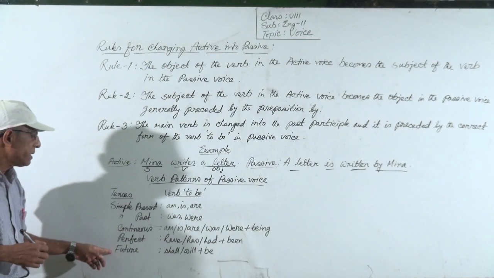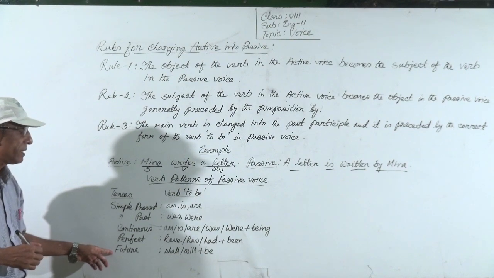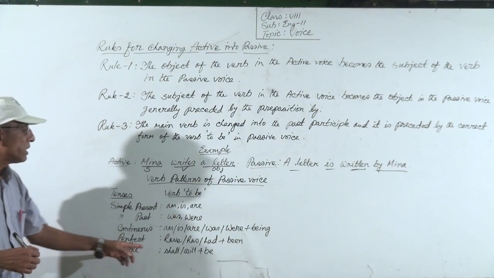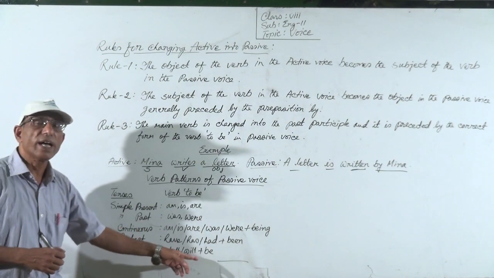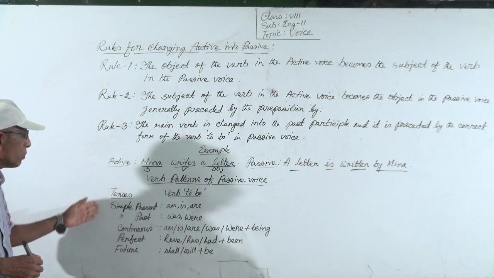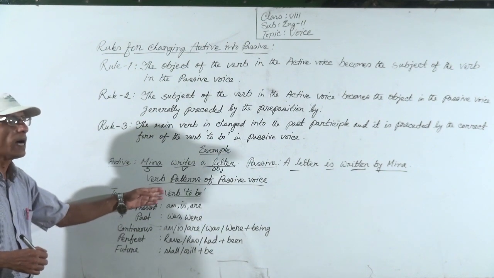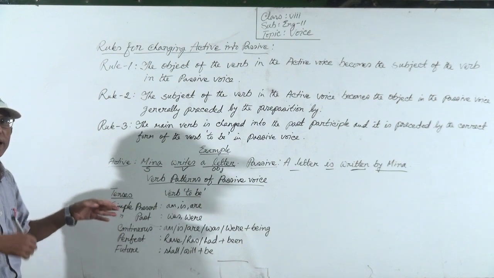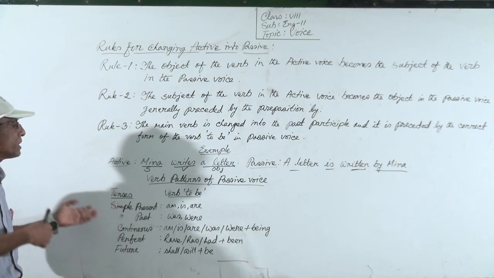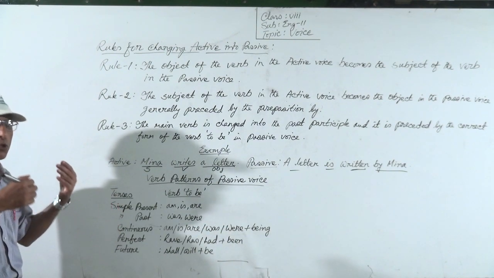But if we see the active voice is future, then we have to use shall or will plus be. Okay, in this way we have to use the to be verb according to tense. If we see simple present, then we have to use am, is, are. If we see simple past, then we have to use was, were.